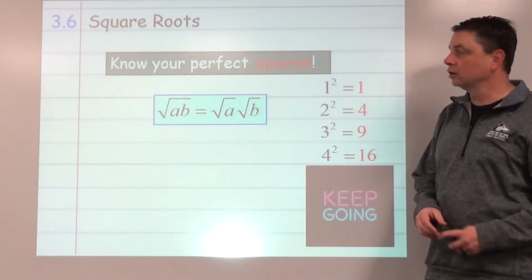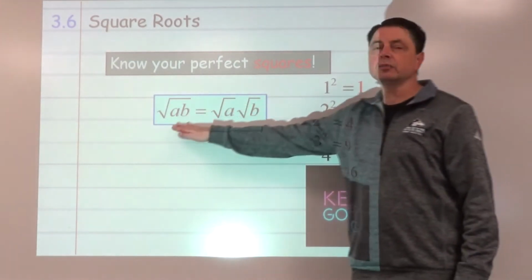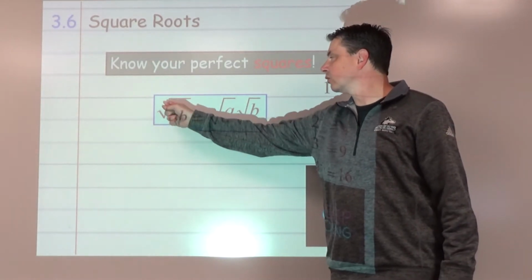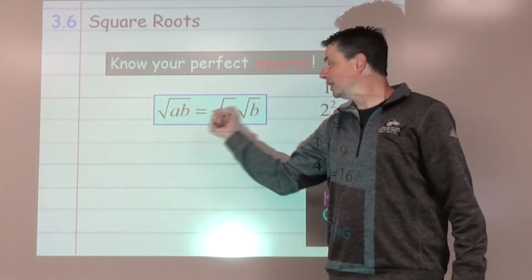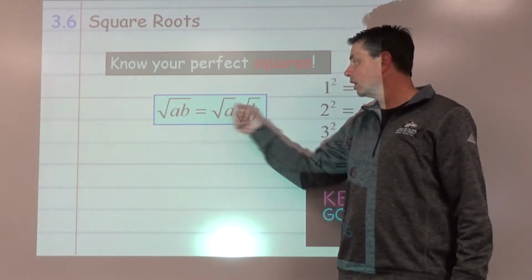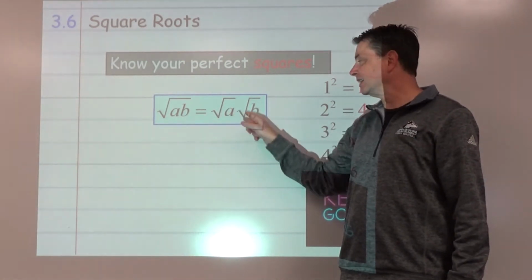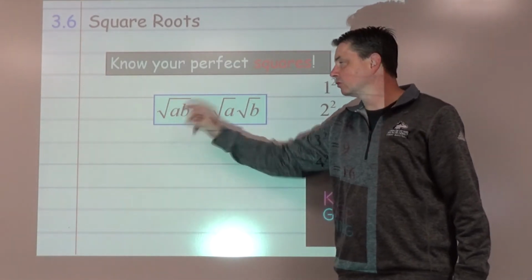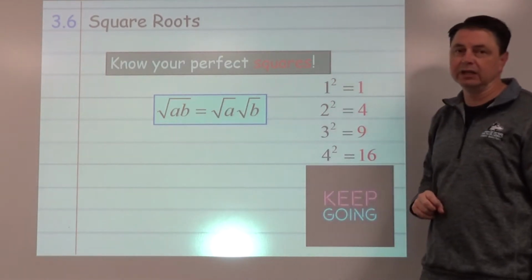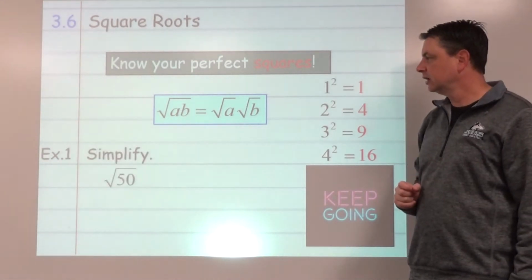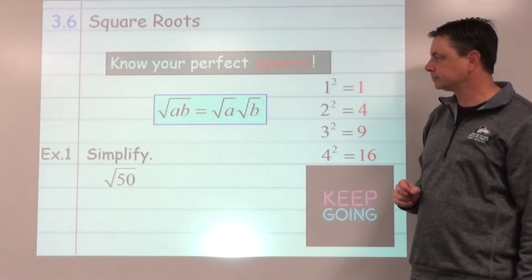Then the first thing we're going to look at is the product property for radicals or roots, which says that if we're taking the square root of a product, we can break that up into the product of the square roots of the factors. So the square root of a times the square root of b. We're talking about the square root of a times b. We're going to use that to simplify square roots, such as example number 1.